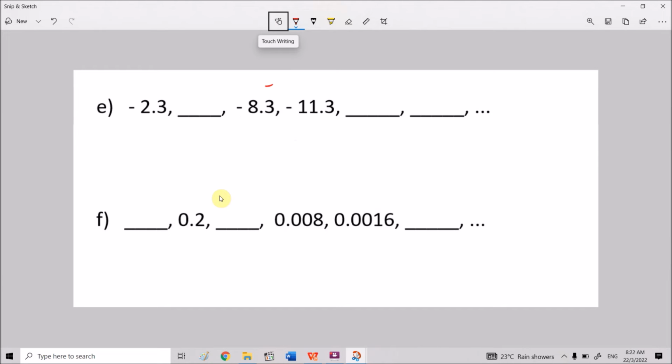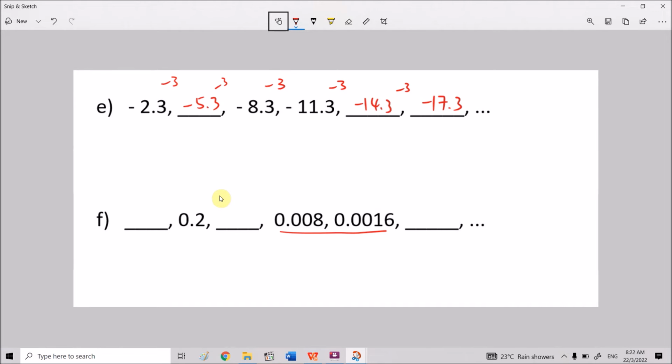Minus by what? The difference between 11.3 and 8.3, you take 11.3 minus 8.3 is 3. So that means negative 8.3 minus 3, you get this. In order to check whether this is the pattern, we take negative 2.3, we minus 3, you get negative 5.3. Negative 5.3, you minus 3, you get negative 8.3. Hence, subtracting 3 is the pattern. Then we can continue. Here, minus 3, you get negative 14.3. Minus 3 again, you get negative 17.3.